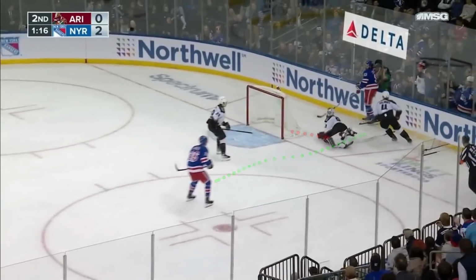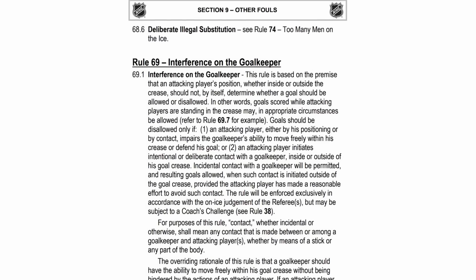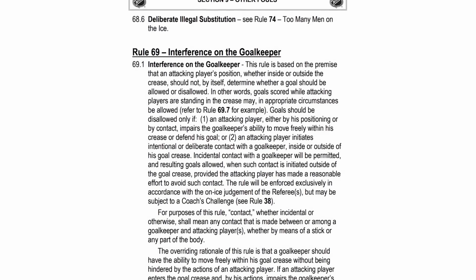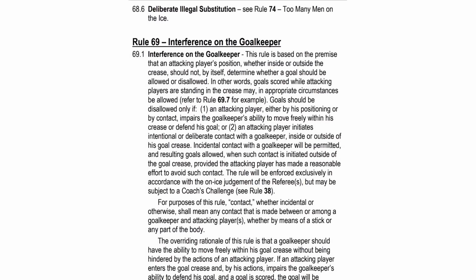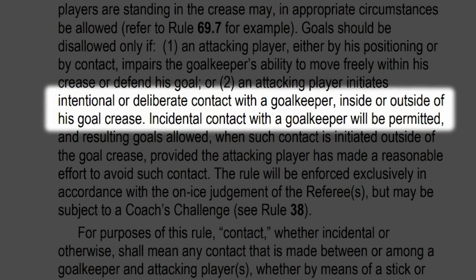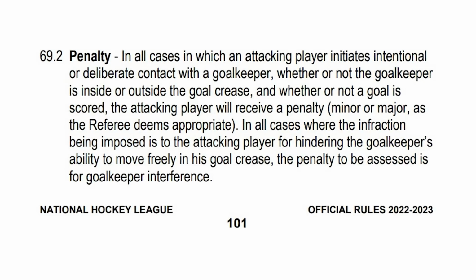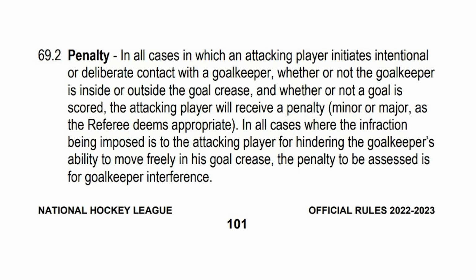So looking at the NHL rulebook, goalie interference penalties are governed by Rule 69. There are a few nuances to the rule that I think now would be a good time to clear up. Some of them are relevant to this situation, some of them aren't. First of all, goalkeeper interference can happen inside or outside the crease. We'll come back to that. Also, we'll come back to the fact that not all contact will necessarily be a penalty.